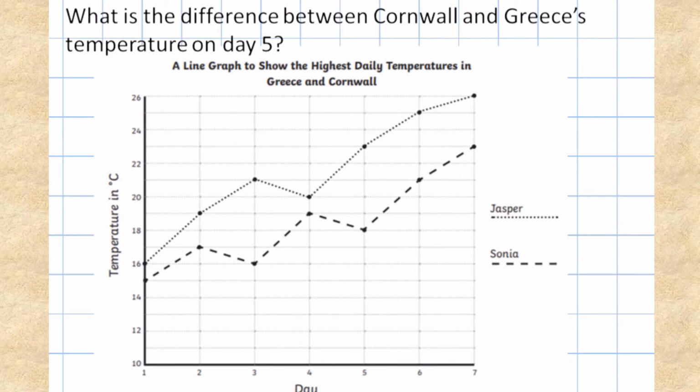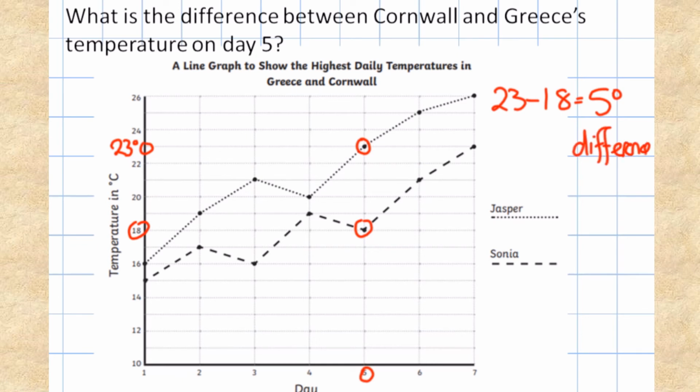Finally, what is the difference between Cornwall and Greece's temperature on day 5? Well, okay, we have day 5, which is here. We have one temperature, which is 18 degrees. We have the other temperature, which has got to be 23 degrees. So the difference between 18 and 23: 23 subtract 18 equals 5 degrees difference.